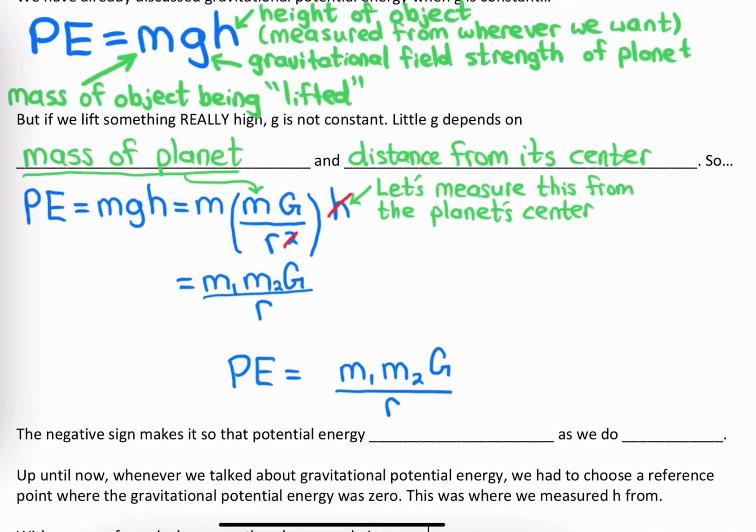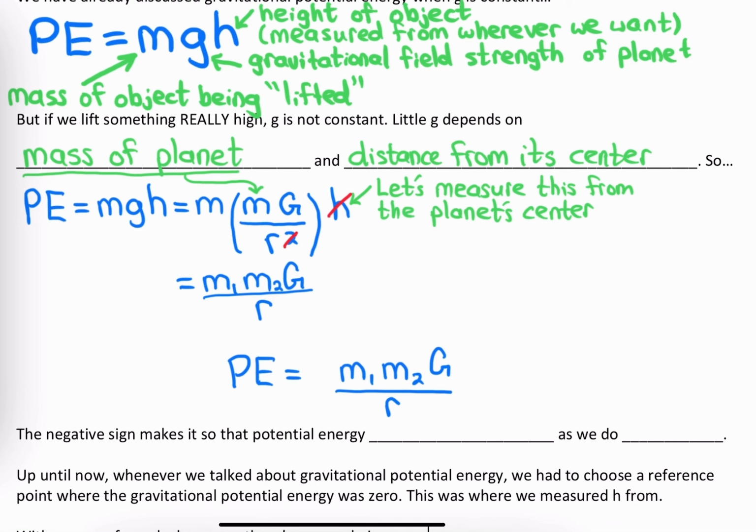So what that means in this formula down here is that as we lift our object further and further from the center of the Earth, R gets bigger and bigger. But because R is in the denominator, that means the potential energy actually gets smaller and smaller. That is going to be problematic. If we have a scenario where the higher I lift an object, the smaller its potential energy becomes, then it starts to look like we're breaking the law of conservation of energy.